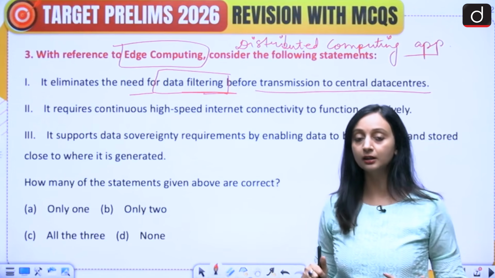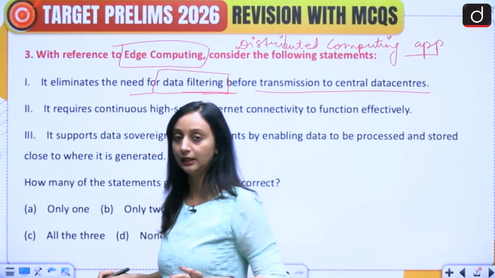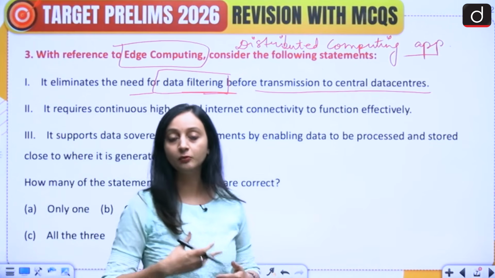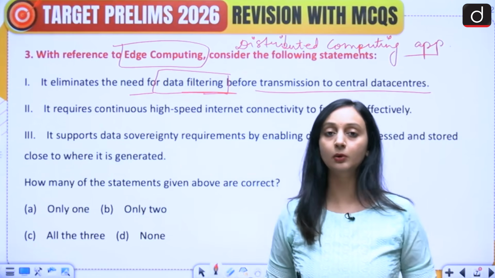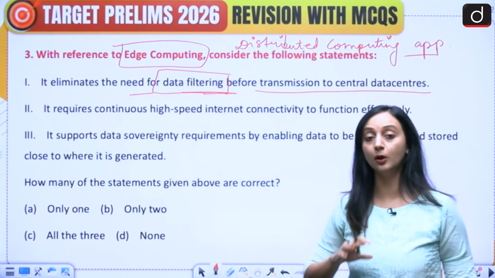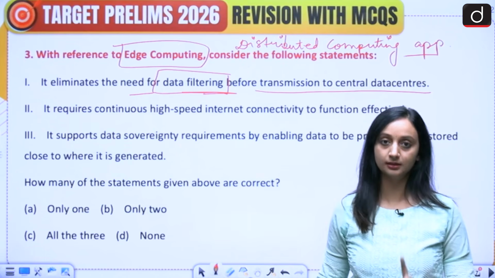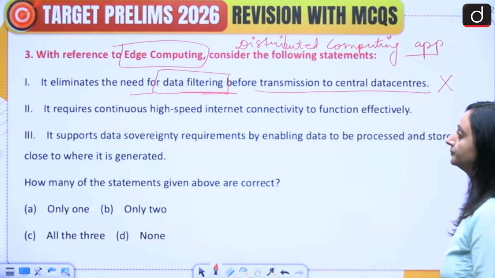So we will have to filter data. That is data filtering, where we remove all such no movement data and only keep the movement data, and then we process that data and fetch the desired results. So data filtering will always happen, but in edge computing, every filtered data is not necessarily sent to the central server. Okay, so this statement is incorrect.